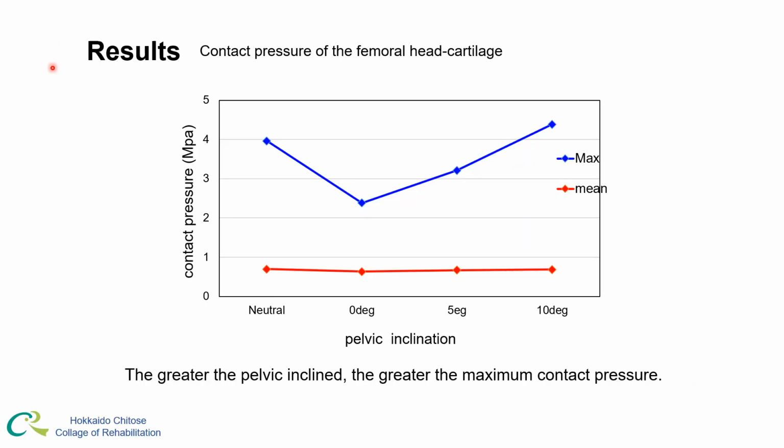This is the change in contact pressure on the femoral head. The greater the anterior inclination of the pelvis, the greater the maximum contact pressure. On the other hand, the average contact pressure barely changed.